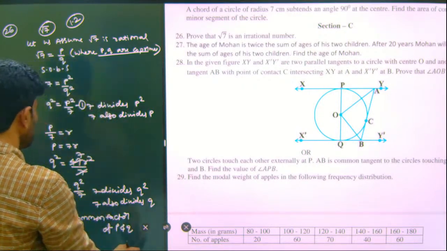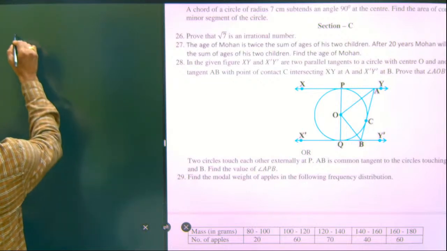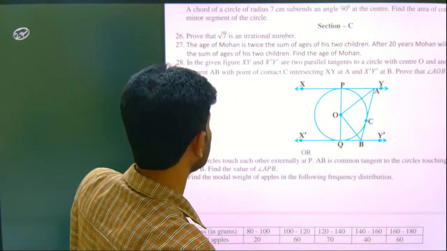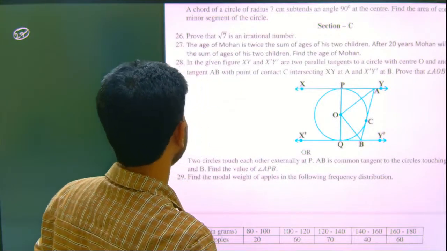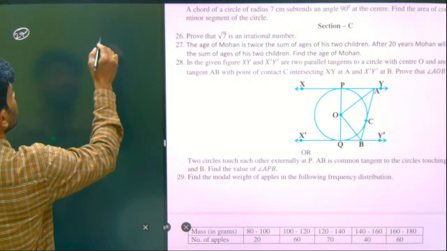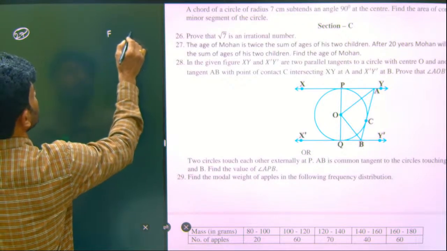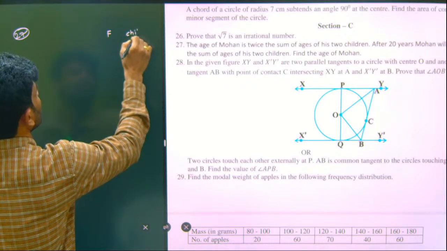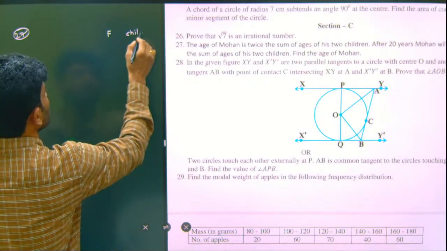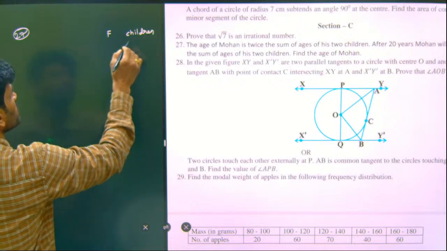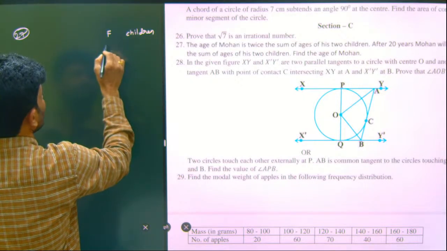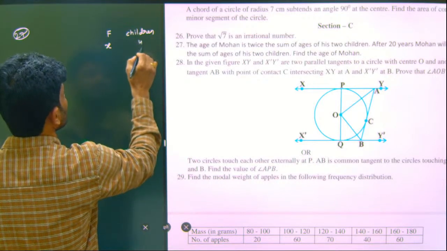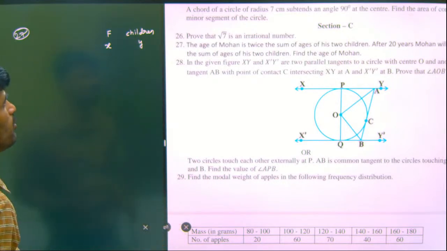Now question number 27. The age of Mohan is twice the sum of ages of his two children. It is a pair of linear equations in two variables. There is a father and two children. We don't know whether son or daughter, two children are there. So the sum of two children. So we take father's age as x, sum of two children's ages as y.